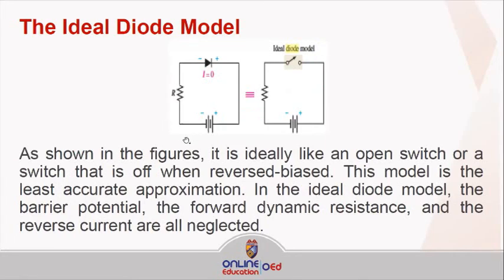Dito naman sa model na to, or sa schematic symbol, circuits, as shown in the figure, this one, it is ideally like an open switch or a switch that is off. Okay, naka-off yung switch. Ang ginagamit na dito na condition is kapag naka-reverse bias. This model is the least accurate approximation. In the ideal diode model, the barrier potential, the forward dynamic resistance, and the reverse current are all neglected. Okay.